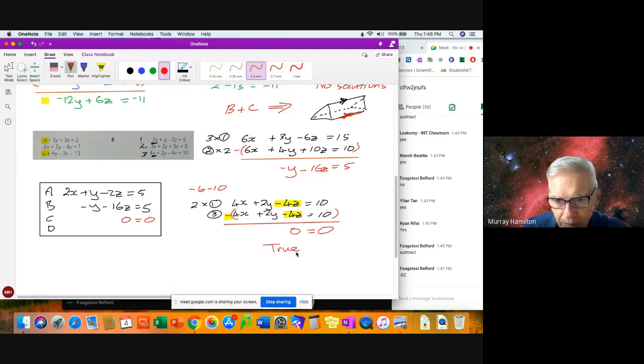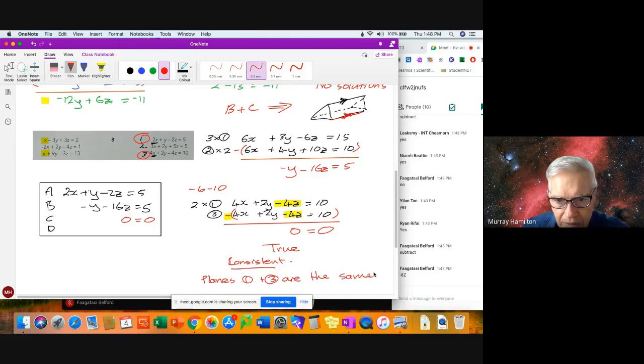It's a true statement. So this means that the answers are consistent. And in this case, we didn't have to use B and C, we got it straight from equations 1 and 3. Planes 1 and 3 are the same planes.